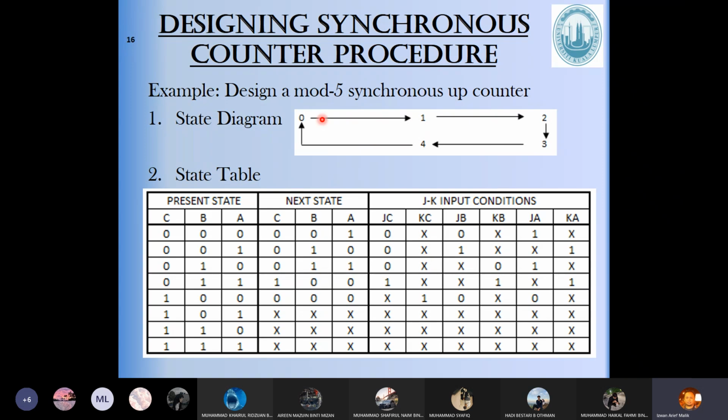Okay. Now we know that this is a 3-bit counter lah, but it is not a full cycle counter because it only counts until 4. So when you have 3 bits, that's why I stated here as CBA.